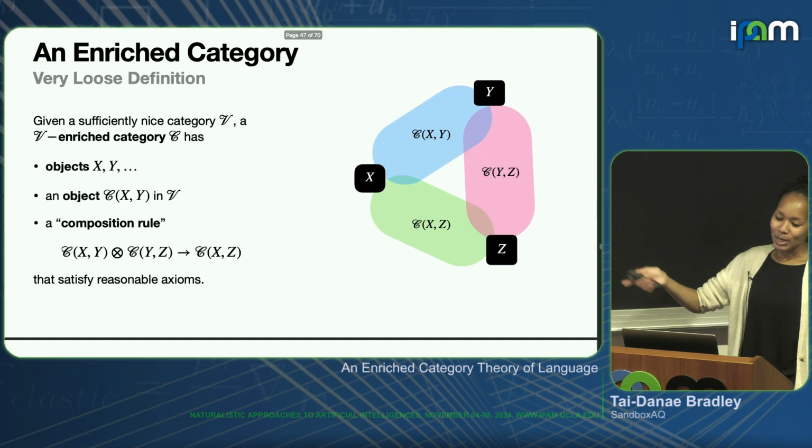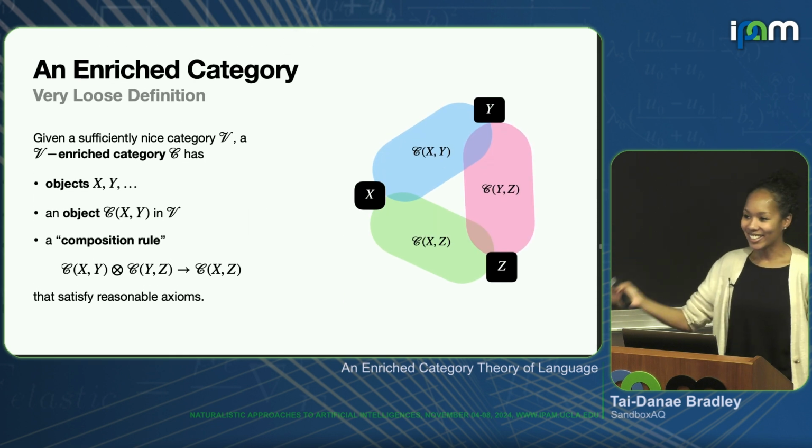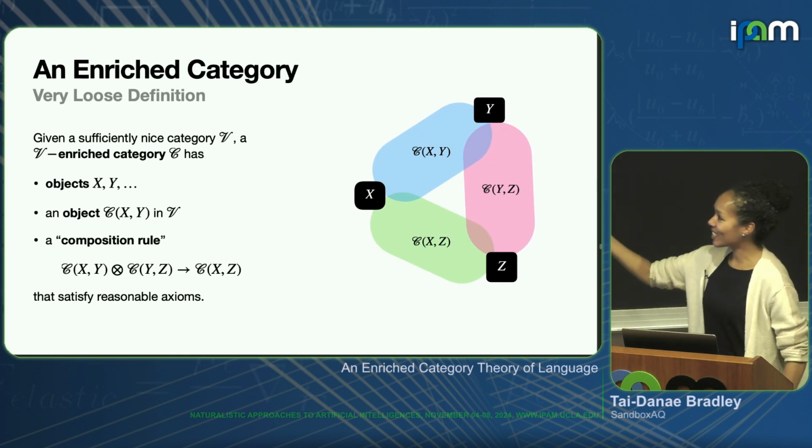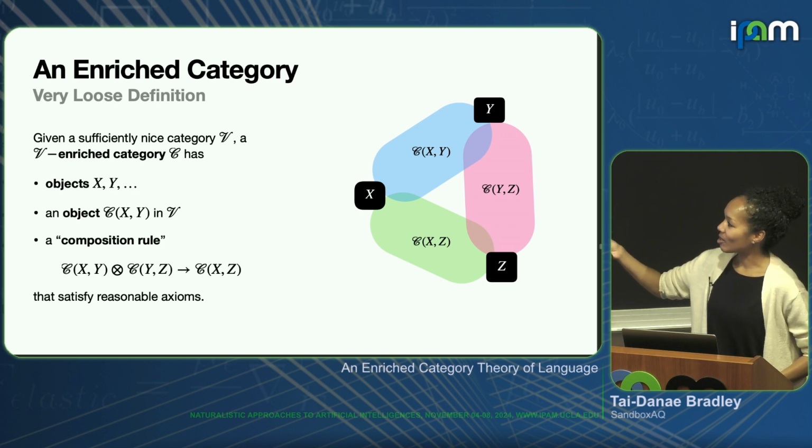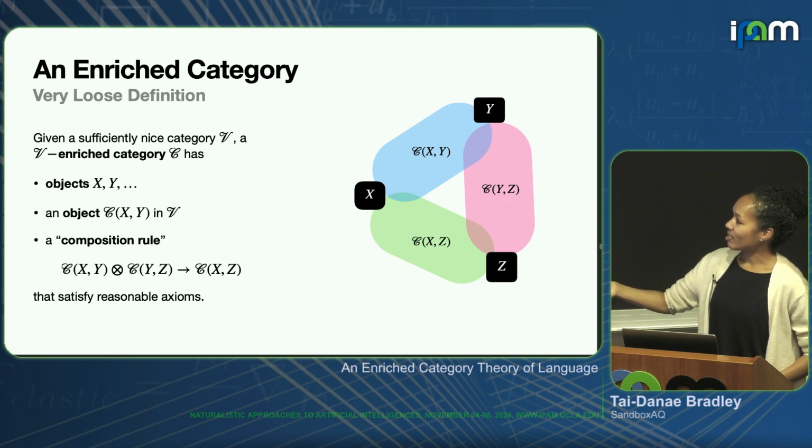I didn't need to include this, but I just really want us to appreciate how nice all of this works out. So here's just the loose definition of an enriched category. I'm just summarizing now what I said on the previous slide. Given a sufficiently nice category, you call this V. A V-enriched category C has objects like before, and here's the difference.